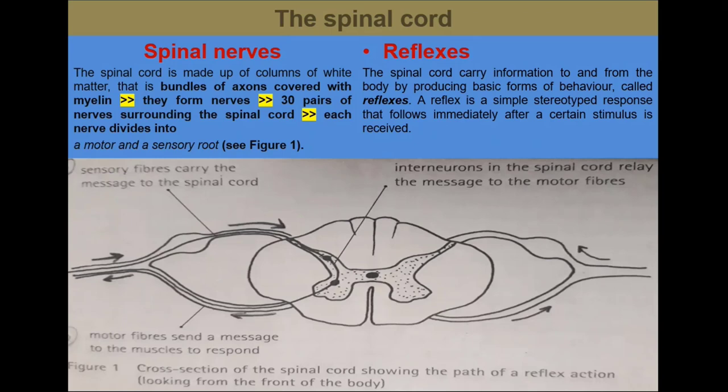Remember, neurons, we have dendrites. The first contact with information, as I'm talking to you, you receive the information through the neurons. Which part of the neurons? The dendrites. So that part of the neuron, we can sum it up and say, is sensory. We receive the information through sensory. Sensory fibers carry the message to the spinal cord. Then it moves along. Motor fibers send the message to the muscles to respond.